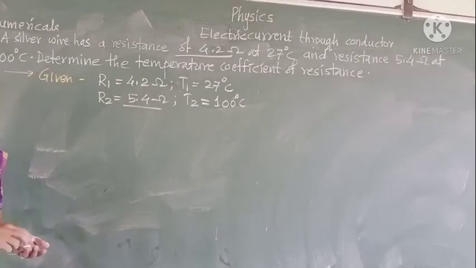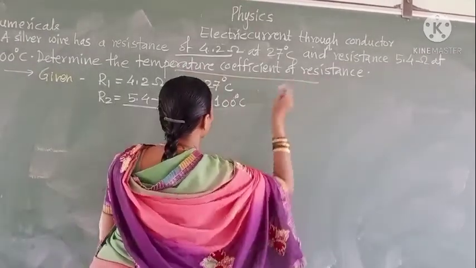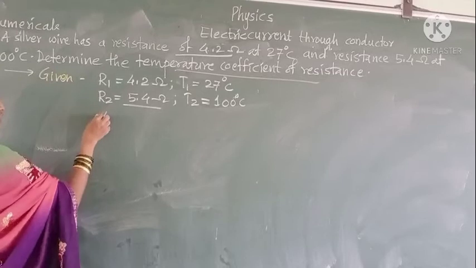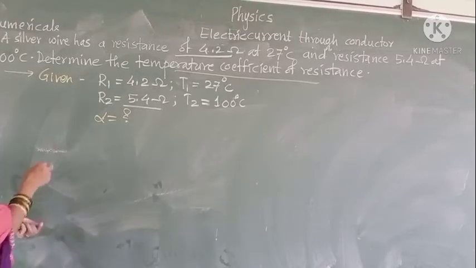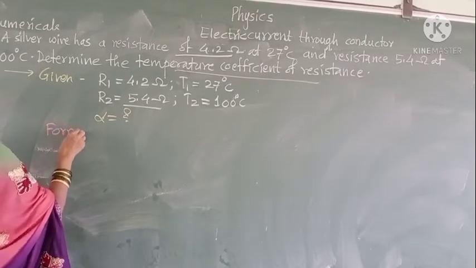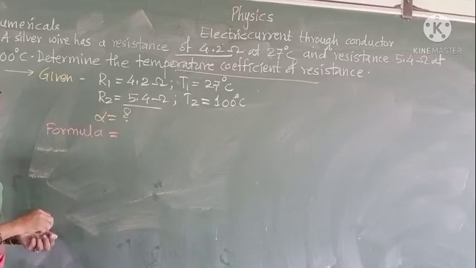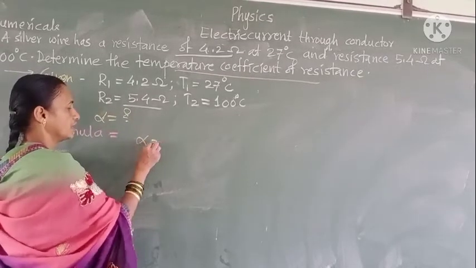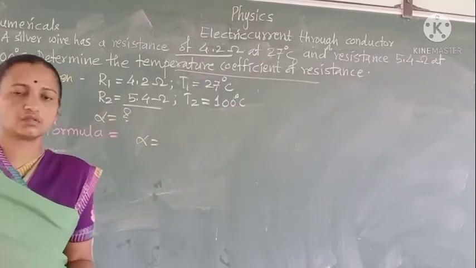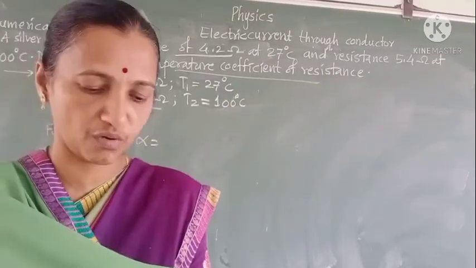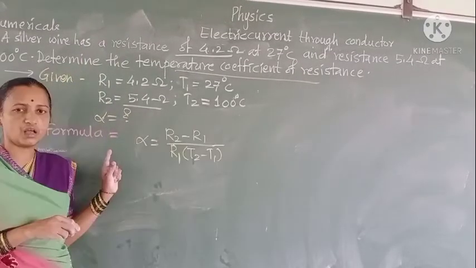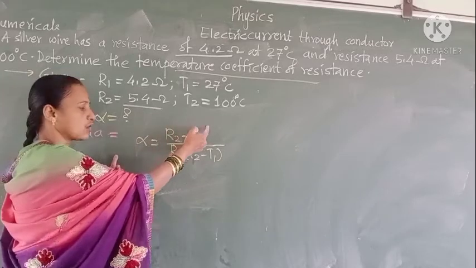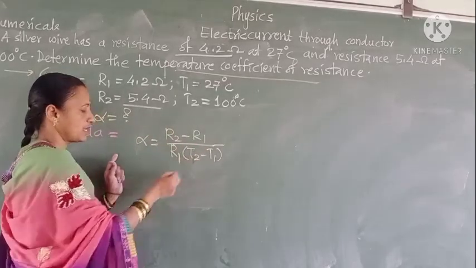Here we have to calculate the temperature coefficient of resistance, means here we have to calculate the value for alpha, this alpha which is useful for the temperature coefficient of resistance. Then we have to take a formula for this alpha, that is alpha is equal to, we have to see here, alpha means the temperature coefficient of resistance. Alpha is equal to R2 minus R1 upon R1 in bracket T2 minus T1.